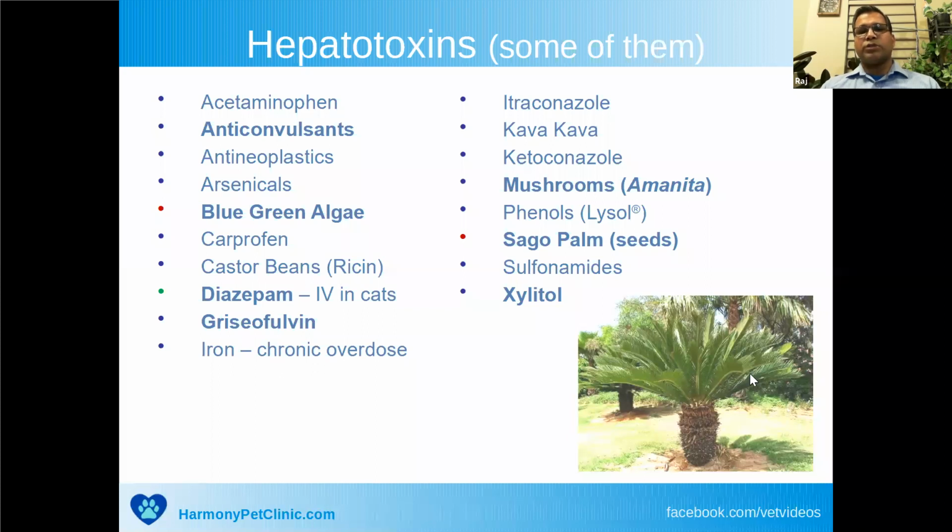This is the sago palm tree. They are common in India also. I've seen them, and here also they are very common. It's a very short palm, and mostly the seeds are the most toxic, but I have seen toxicity even in dogs chewing on a dry bark of the plant. Similarly, xylitol, an artificial sweetener, is very toxic for the liver.